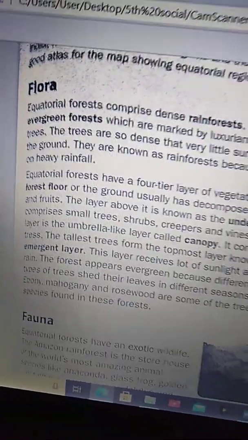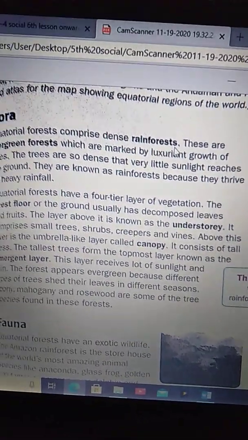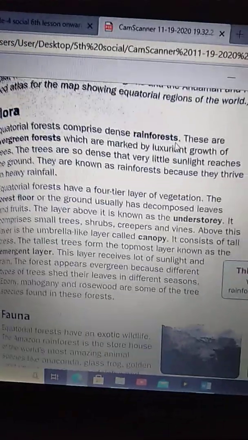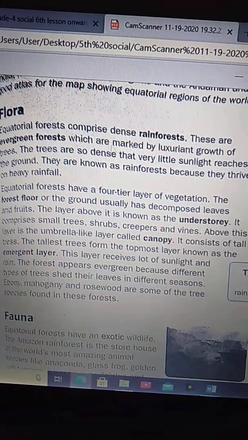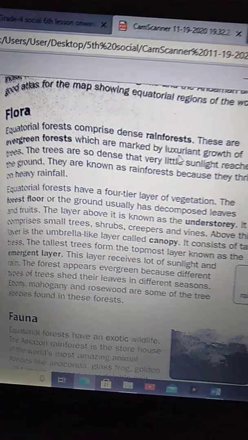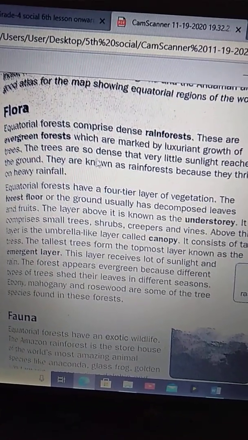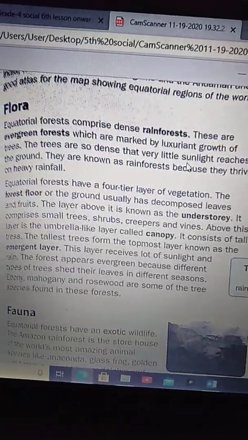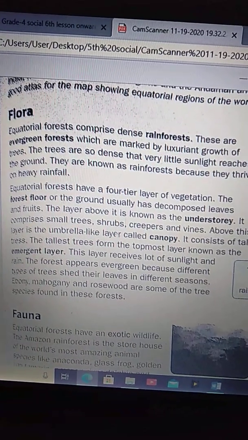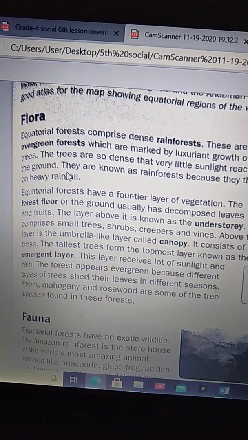Flora. The equatorial forest comprises dense rainforest. These are evergreen forests which are marked by luxuriant growth of trees. So, this forest is totally occupied with evergreen trees. The trees are so dense that very little sunlight reaches the ground. Only a bit of sun rays will be reaching the ground.